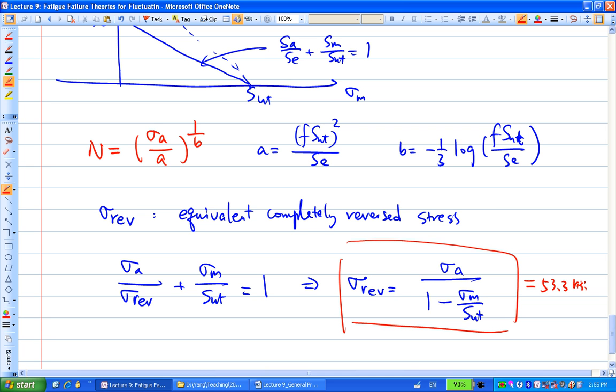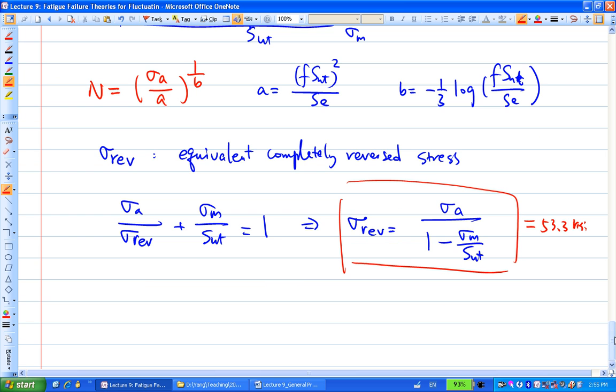Once we have this now, we can replace this sigma A with this sigma REV to calculate the number of cycles for it to fail. So N is sigma REV over A, to the power of 1 over B. A and B can be calculated based on the SUT and SE values, right? So altogether, substituting all the values into it, N is 3.4 times 10 to the power of 4 cycles.